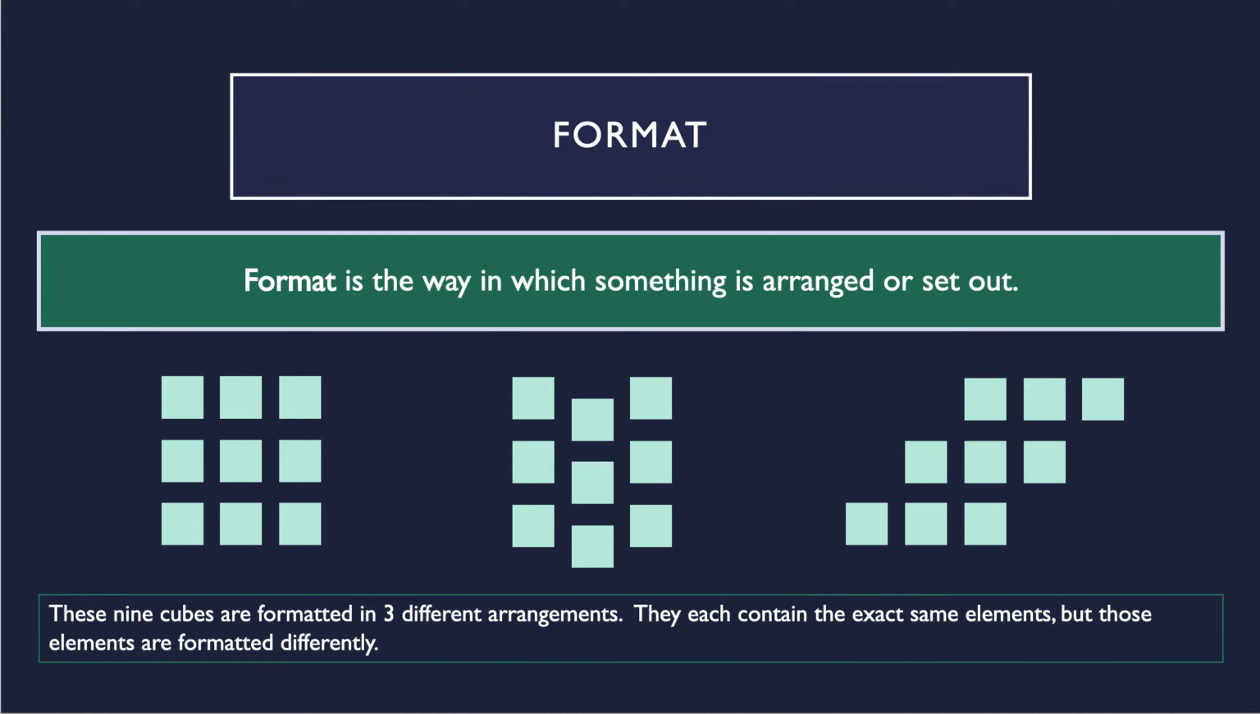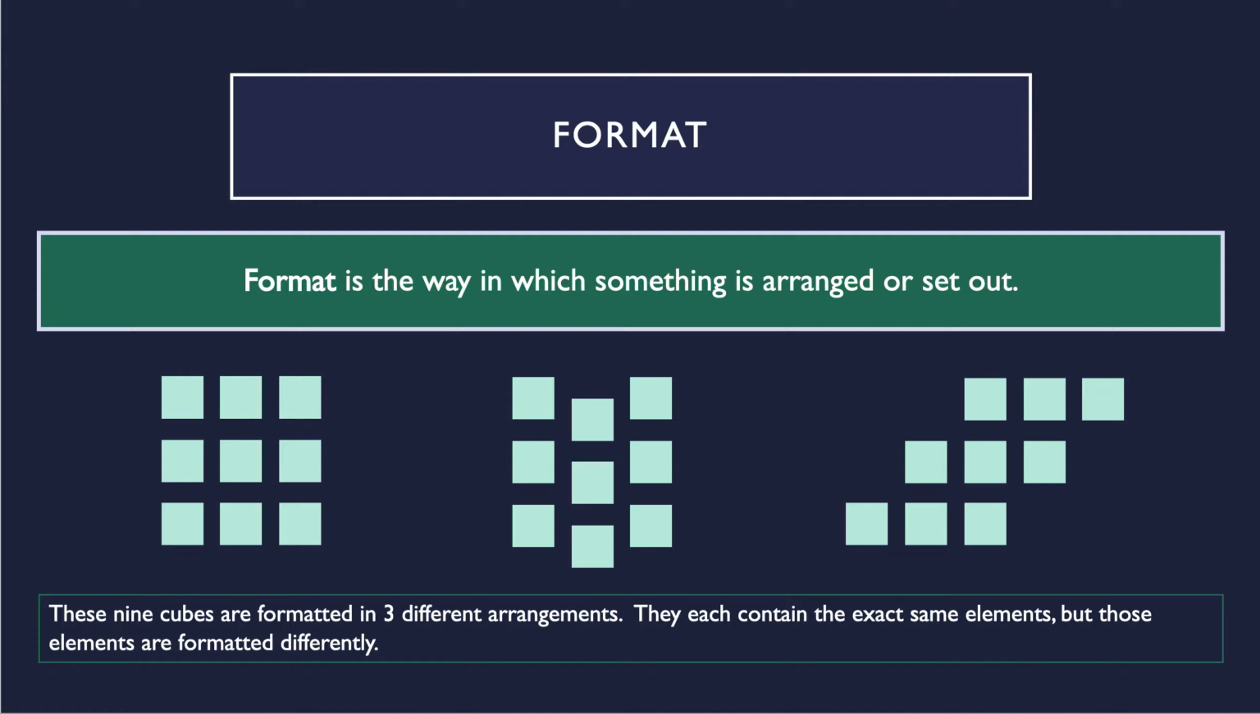Okay, format is the way in which something is arranged or set out. These 9 cubes are formatted in 3 different arrangements. So they're formatted 3 different ways. Now, the word format can also refer to the extension of a file. Format can refer to a lot of different things. But mostly when we talk about format in our context, we're talking about the way in which something is arranged or put out or put together. In this case, each of these 3 different formats has the same exact elements, but they're formatted differently. They're arranged differently.